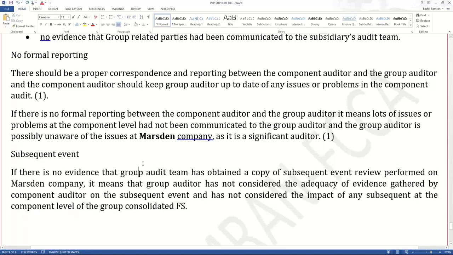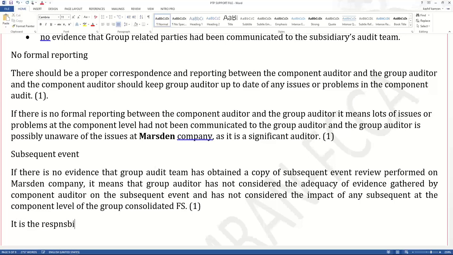So I think the group auditor is not playing the role expected of the group auditor. So there is no evidence that they reviewed the subsequent events performed by the component auditor. That means you are unaware of the subsequent events happening at the component entity. And that means there might be a very significant subsequent event which must have gone unaddressed. So that's the issue. Then you write the action for subsequent events.